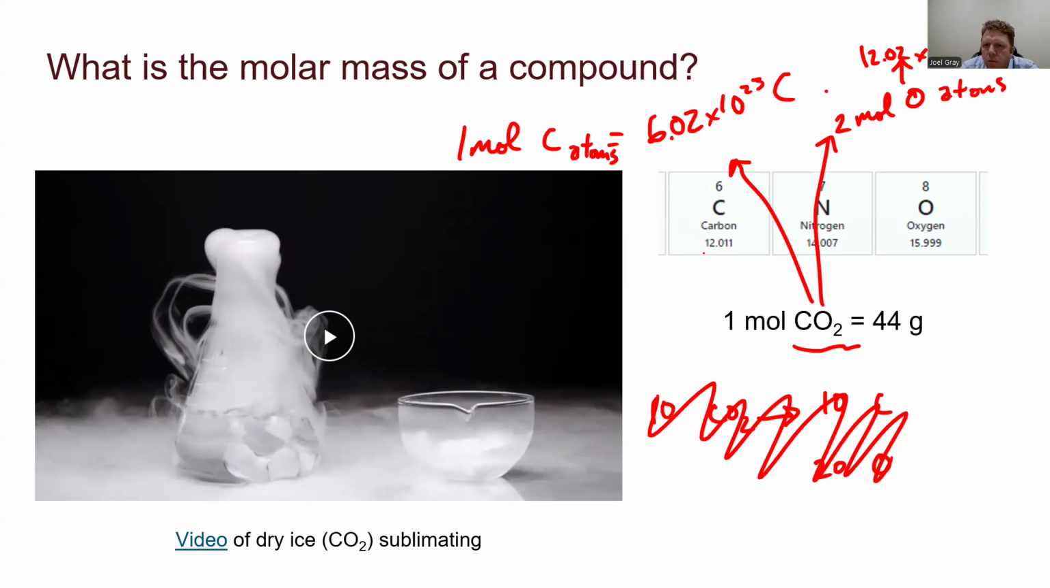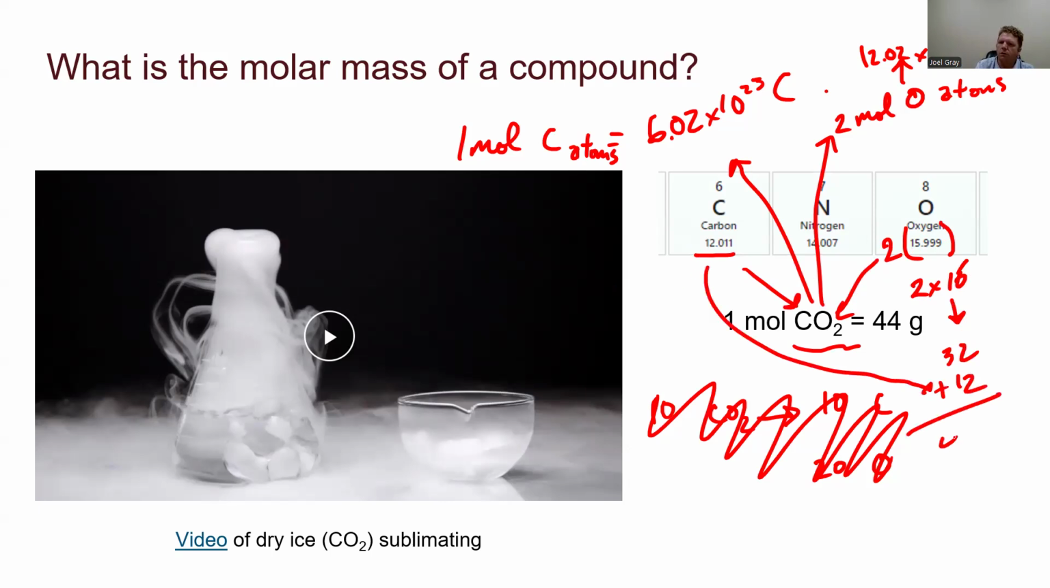Now the mass of each of these, well, 12.01 is the mass of the carbon, plus 2 times 15.99. Let's round that up to 16. So we've got 2 times 16, which is 32, plus 12 equals 44. That's how we get the molar mass of a compound. The molar mass of an element is on the periodic table. It's this right here. So if you had 1 mole of nitrogen, that would have a mass of 14.007.